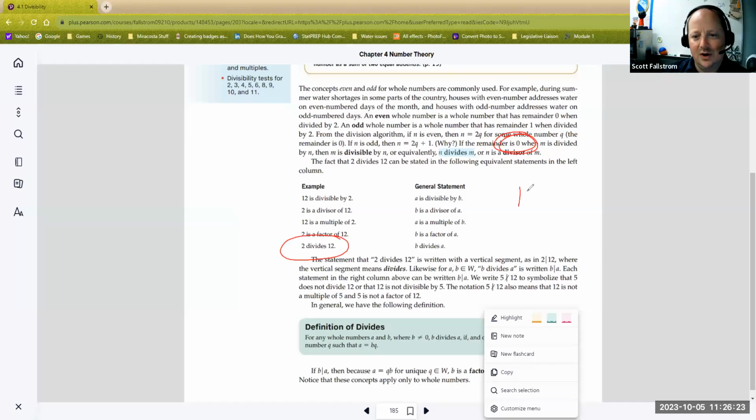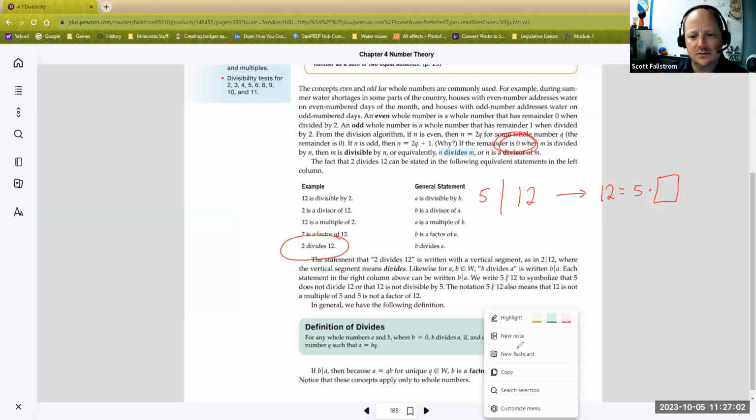So if you were looking at 12 and you were saying, hey, does 5 divide 12? This is the vertical line. It means divides. So 5 divides 12. This is now a statement, going back to chapter 2, so this statement would be either true or false. When we say 5 divides 12, then what we're looking for, by definition, is there a way to write 12 is equal to 5 times some unique number? That means there has to be one and only one number that would work.